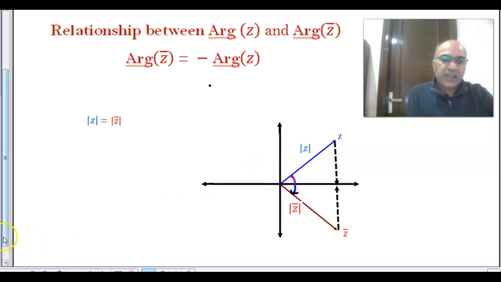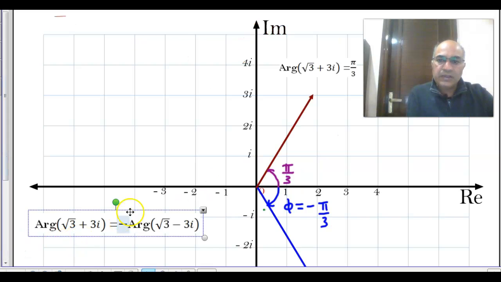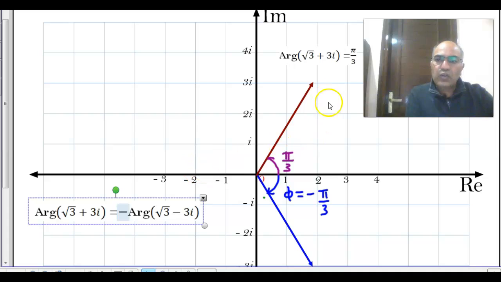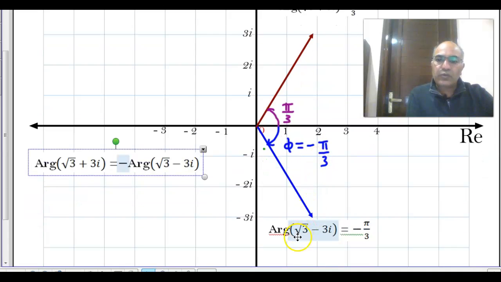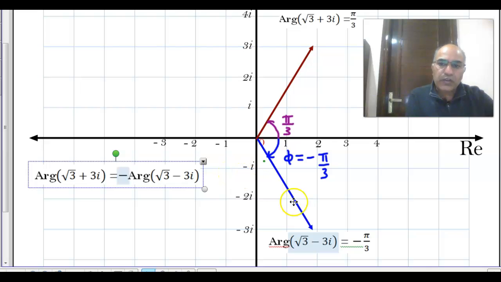We can see with one more example. Argument of root 3 minus 3 iota we have discussed in this video is minus pi by 3, and argument of its conjugate, that is root 3 plus 3 iota, is pi by 3. Therefore, argument of root 3 plus 3 iota is negative of argument of root 3 minus 3 iota.